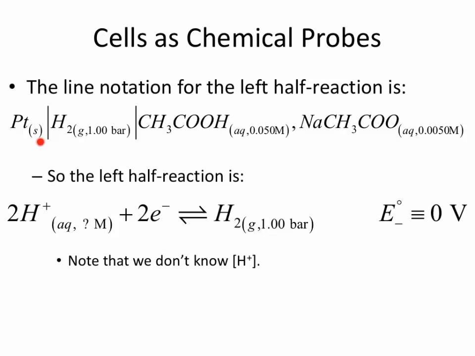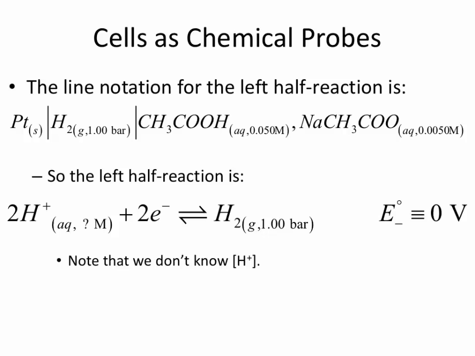Now the line notation for the left half reaction then looks like this, where we have our solid platinum, we have our hydrogen gas here with a pressure of 1 bar, we have then our acetic acid with a concentration of 0.05 molar, and our sodium acetate with a concentration of 0.005 molar. And again, because we have a weak acid and its conjugate weak base, we have a buffer solution there.